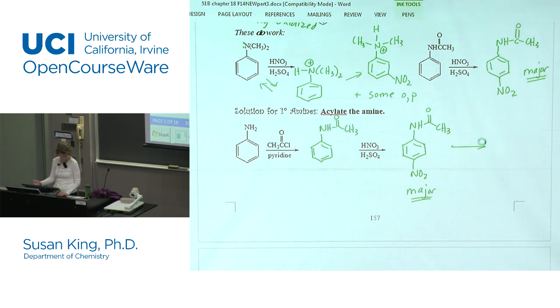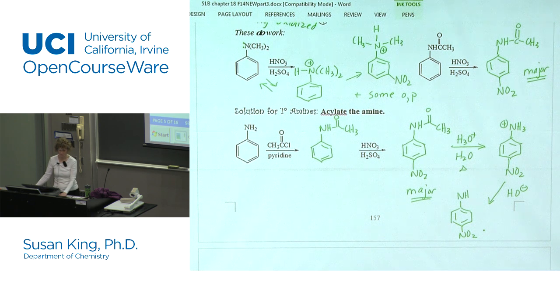And then we hydrolyze. H3O plus, H2O, heat. We'll talk about this reaction next quarter, and you will know the mechanism for this. It's not that hard of a reaction, but you'll get a protonated amine because you're in strong acid. And so that's why in the last step you do a basic workup to give you aniline with the nitro group in the para position, without any explosions, without tar. So it's just a little bit longer steps, but it works. It actually gives you what you want.